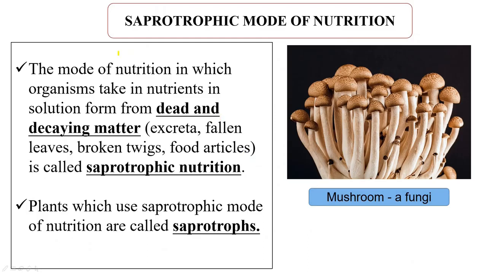We will now study about saprotrophic mode of nutrition. So, the mode of nutrition in which the organisms take nutrients from dead and decaying matter, for example excreta, fallen leaves, broken twigs or food articles, is called saprotrophic nutrition, and the plants which use saprotrophic mode of nutrition are called saprotrophs. An example is mushroom.